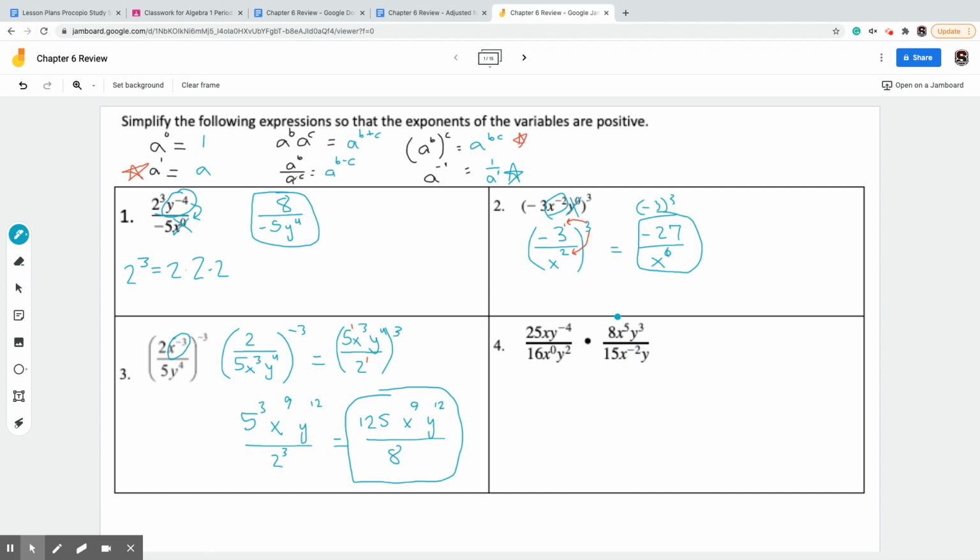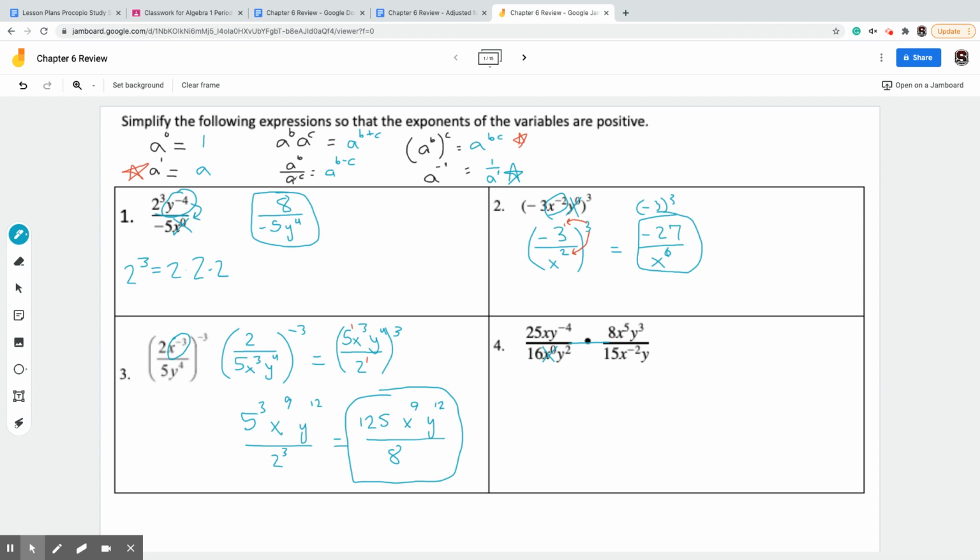Number 4, I'm multiplying 2 separate things, so I'm going to pretend that this is just one big fraction bar. Simplify each of them. I see 1, 2, 3, 4. Simplify as much as I can. Simplify top and bottom, and go. This is where we're going to make sure to do categories. So first thing I look for is any zeros go away.